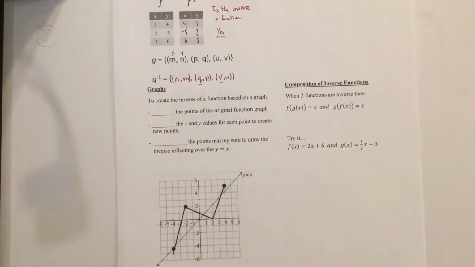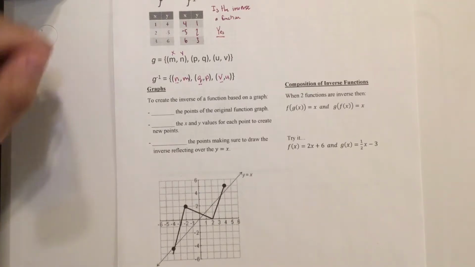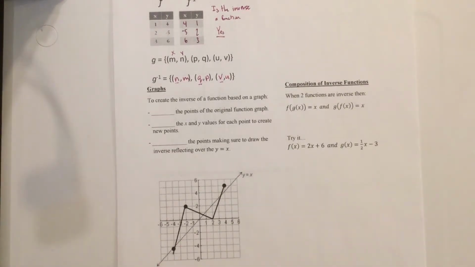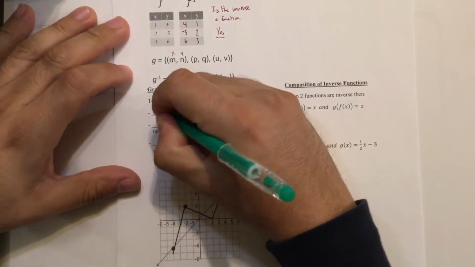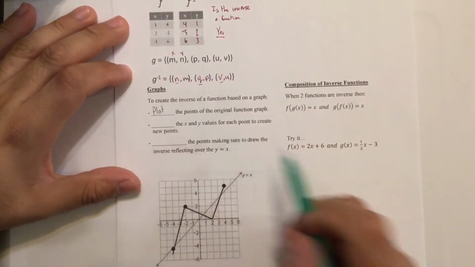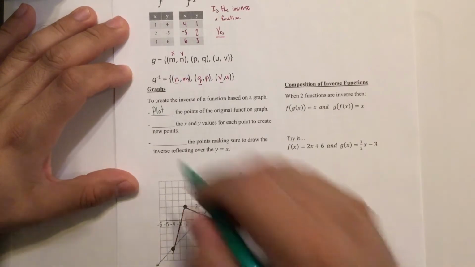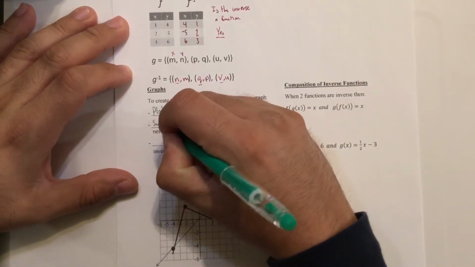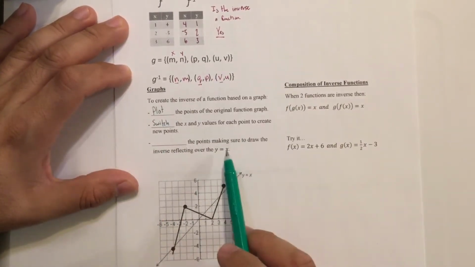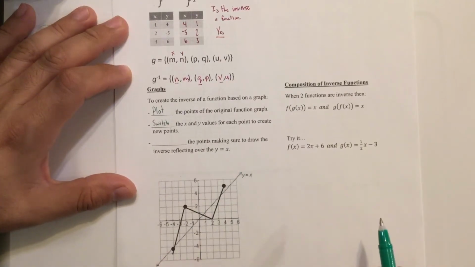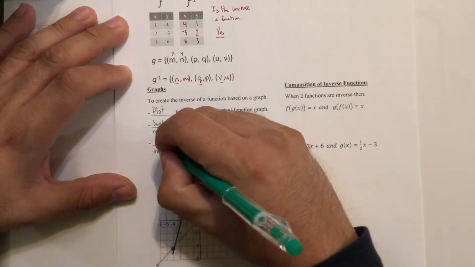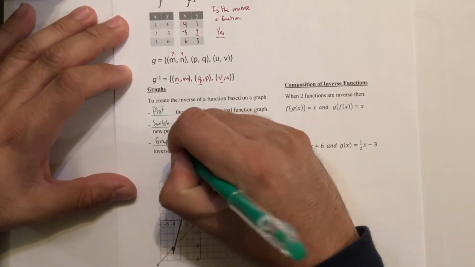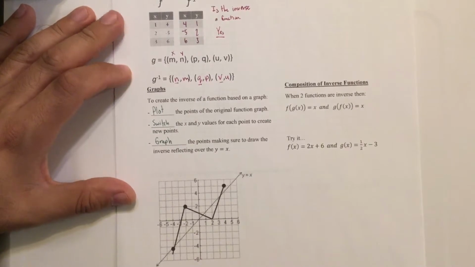All right, now when we get to graphs, it says to create the inverse of a function based on a graph, plot the points of the original graph. So what we're going to do is plot the points of the original graph, then swap the x and y values for each point to create new points. So we're going to switch or swap, and then plot the points, making sure to draw the inverse reflecting over the y equals x line. And then graph the points or plot the points. Your choice on which word you want to use.